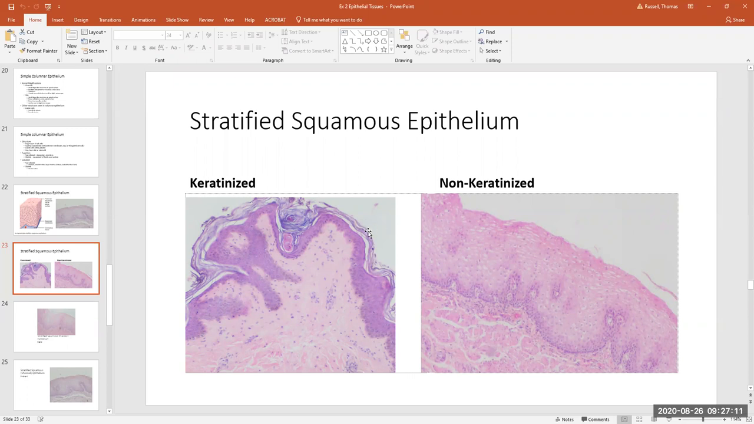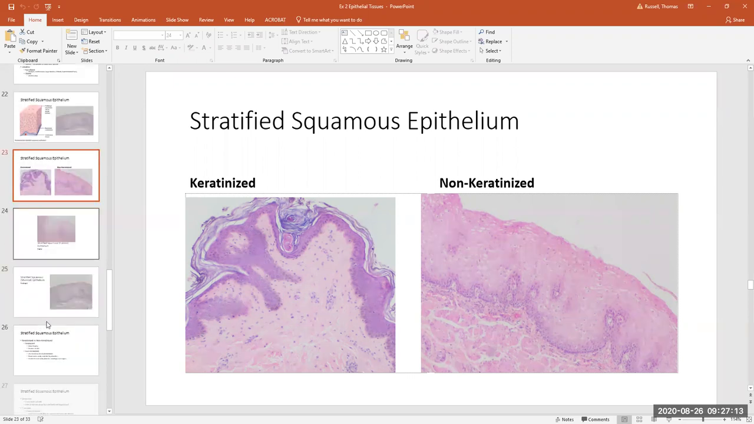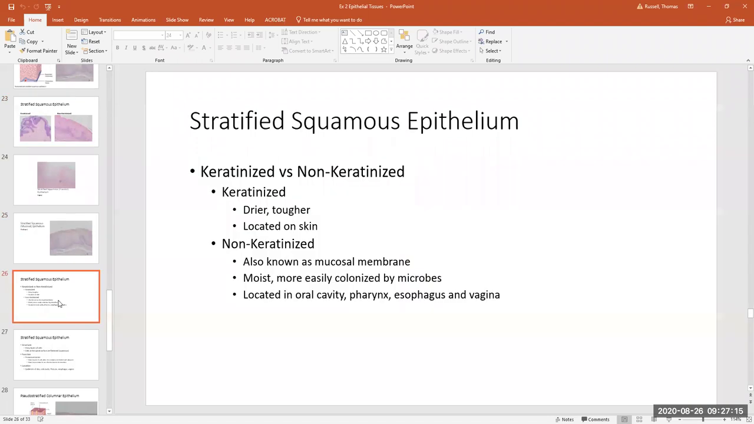Those layers are a protective layer. So we're going to get into that. So let's talk about that a little bit. Keratinized versus non-keratinized. Keratinized stratified squamous is drier, it's tougher, and it's located on the top. I should have put top.